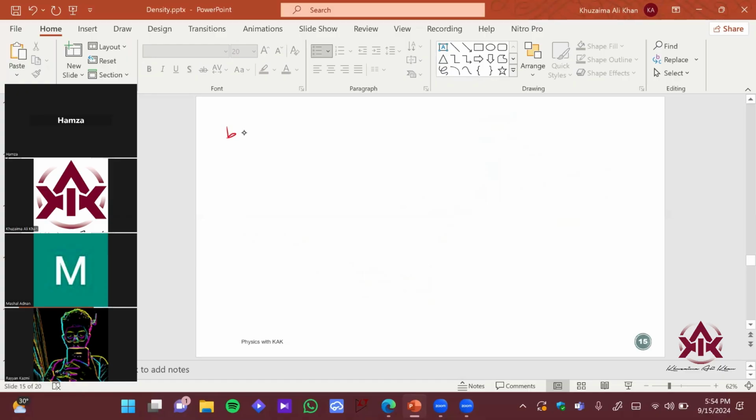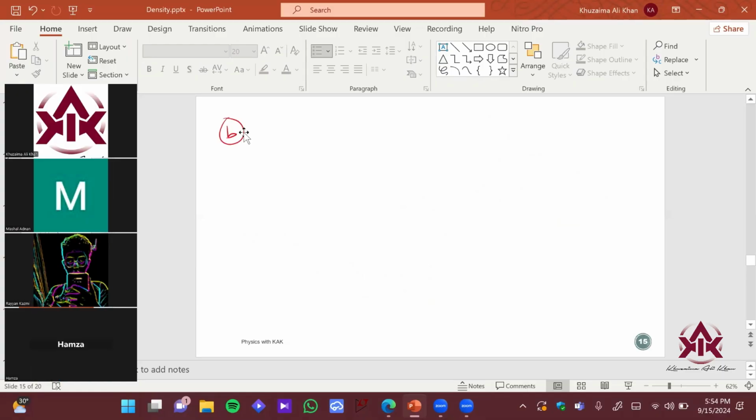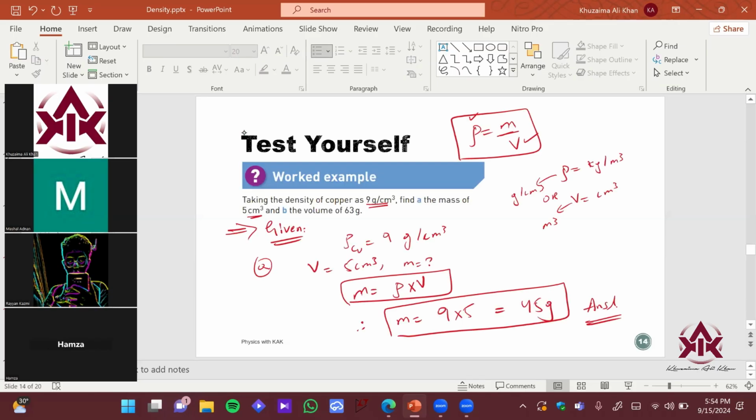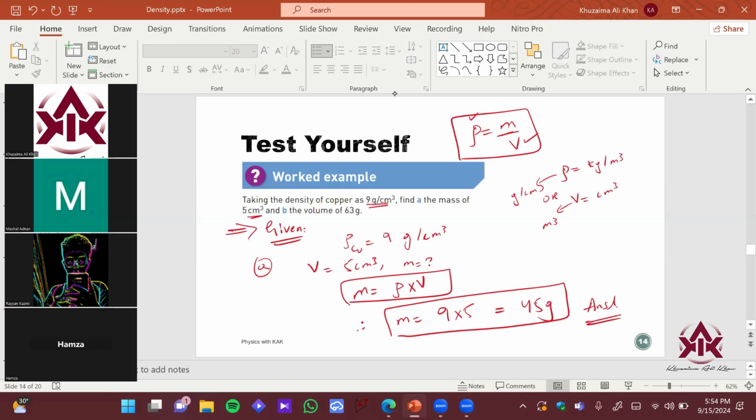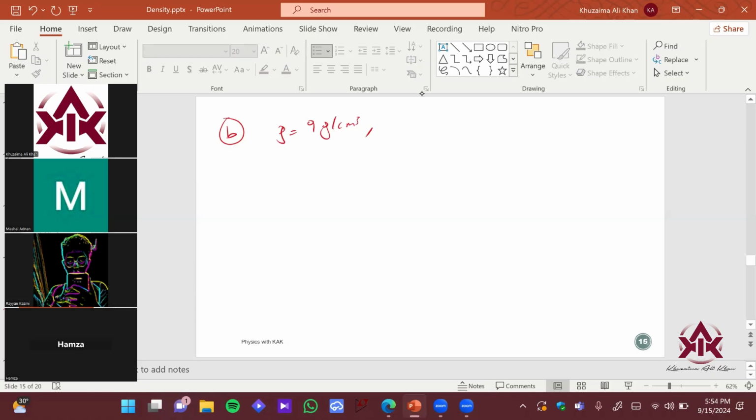So we are now doing part B, right? The density of a material remains the same, right? Even if the density of copper is given as 9 gram per centimeter cube, it will remain the same for every copper material, right? Only its mass and volume will be varying. So now you know your density is 9 gram per centimeter cube, right? In part B, they are saying that the mass is 63 grams and you want to find the volume, right?